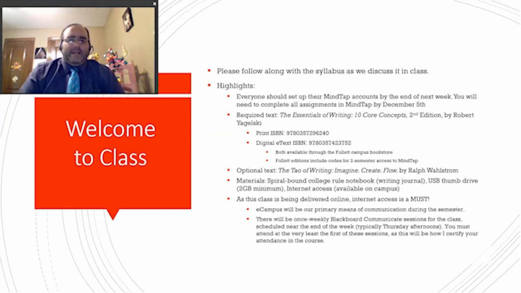Okay? Now, the required text for this class is The Essentials of Writing, 10 Core Concepts, 2nd edition by Robert Yagelski. There are two ISBNs listed. One of them is for a print copy, and one is for a digital e-text. Now, here's the thing. I've been trying these ISBNs in searches, and they have been coming up empty. Unfortunately, it looks like the publisher changed the ISBNs without letting us know about it. However, if you search for them by the titles at the Follett bookstore, it will show up. Okay? Both of these will show up.